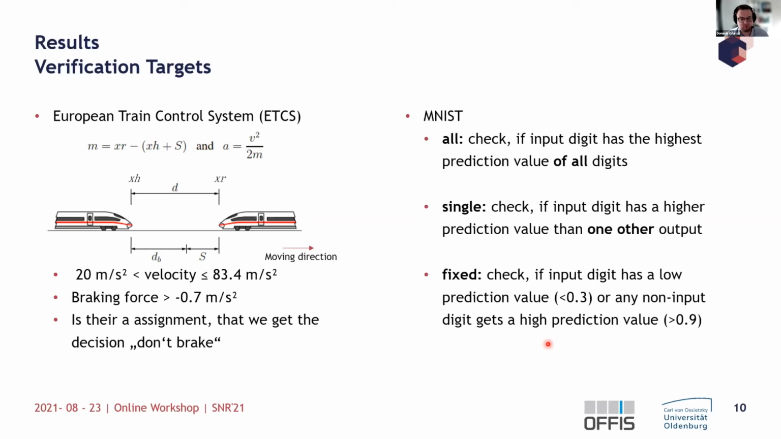And for the MNIST set, we have 3 verifications. First, it's called all. Check if an input digit has the highest prediction value of all digits. So it means we put in a 7 as the input, and the 7 should be the highest prediction in the output against all digits. And we have the single, where we check the same, but just against another digit in the output. So for example, we put in 7, and does the 7 have a higher prediction value in the output than an 8? And we have a fixed one, where we check if an input digit has a low prediction value, or any non-input digit gets a high prediction value, also to see a little bit about perturbation and robustness.